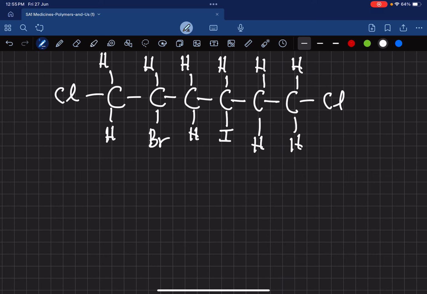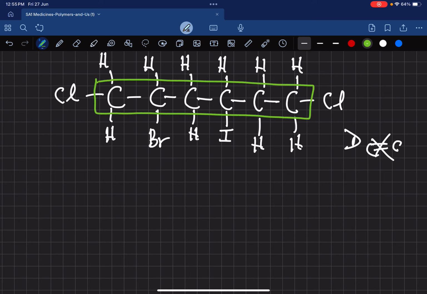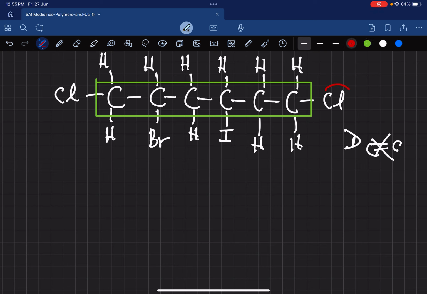So first thing you do is, when you look at this, you see there is no double bond. So this is an alkane. First things first, we look for the longest continuous carbon chain. I've made it simple for you. This is the longest continuous carbon chain. Now comes the next question. Where do we do the numbering from? There's a substitution on this side, and there's a substitution over here.